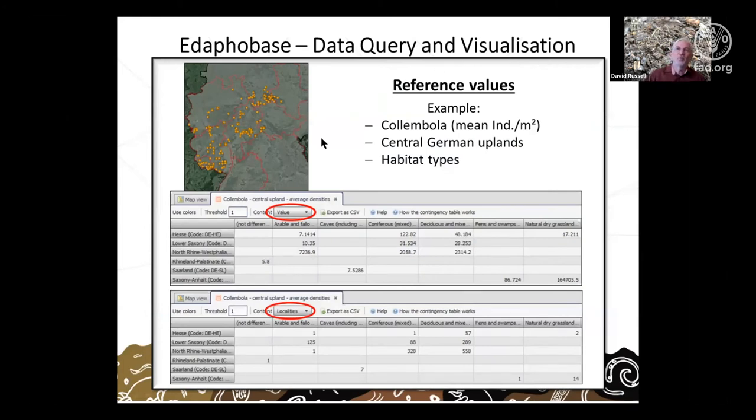Tables, as I mentioned, can be downloaded. As I mentioned at the very beginning, what's important are reference values. Here, just a quick and dirty analysis of Collembola in the central German uplands, where we can look at the average densities in different habitat types in this specific area. Of course, these reference values are only as good as the database, which can also be looked at and analyzed. This will become better and better the more data we collate.